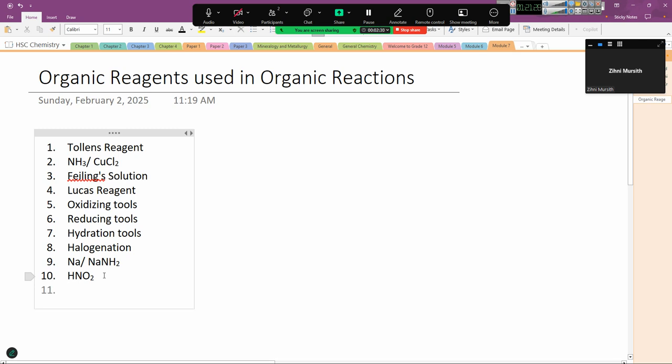And then finally, Grignard reagent, right? Did you study about Grignard? No. Okay. So this is going to be our syllabus now, right? We have to study all of them. Now we will say Bismillah and start with the Tollens reagent, right?